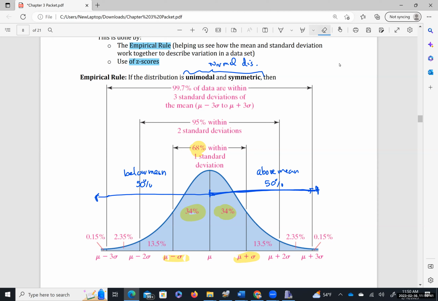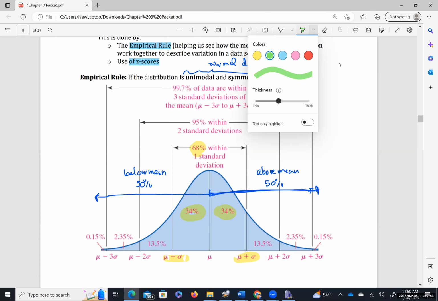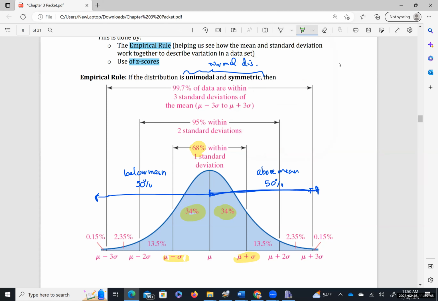So 68% will be in between one standard deviation, 95% will be within two standard deviations, and 99.7% will be in between three standard deviations. Right, so this is called the empirical rule.